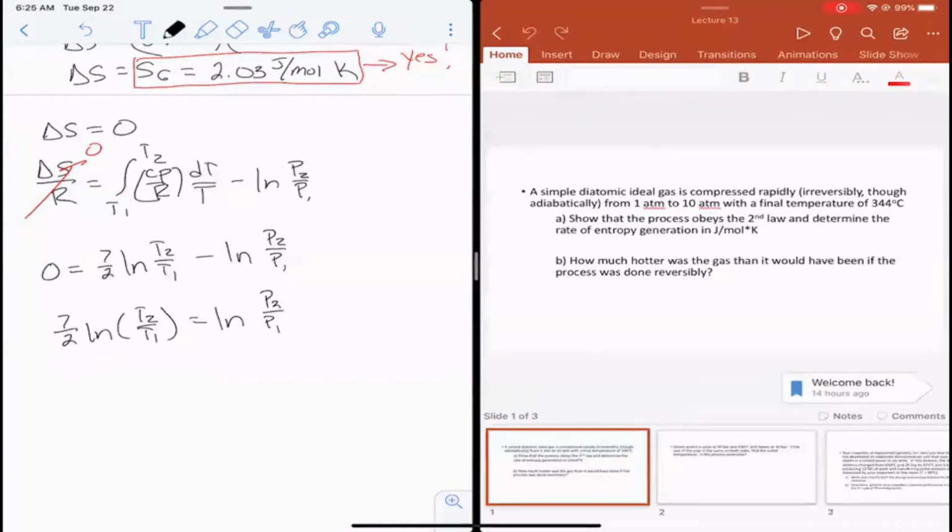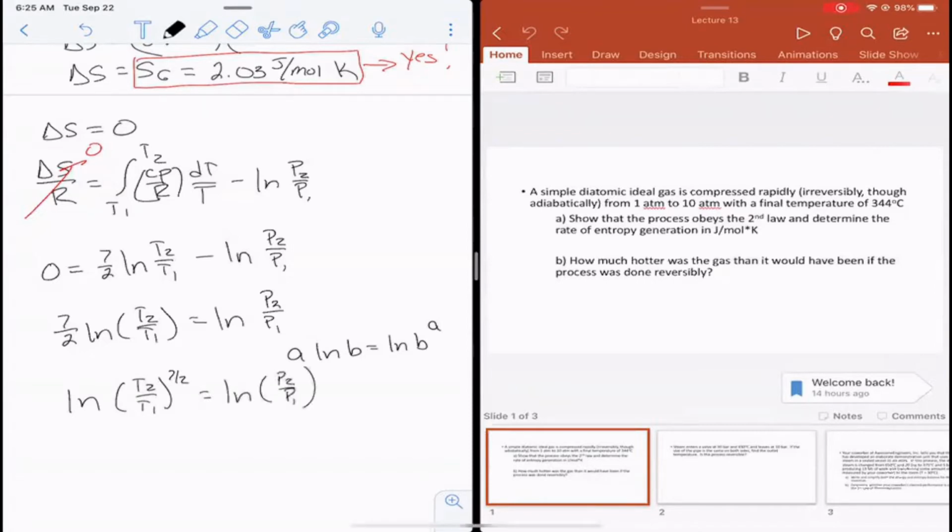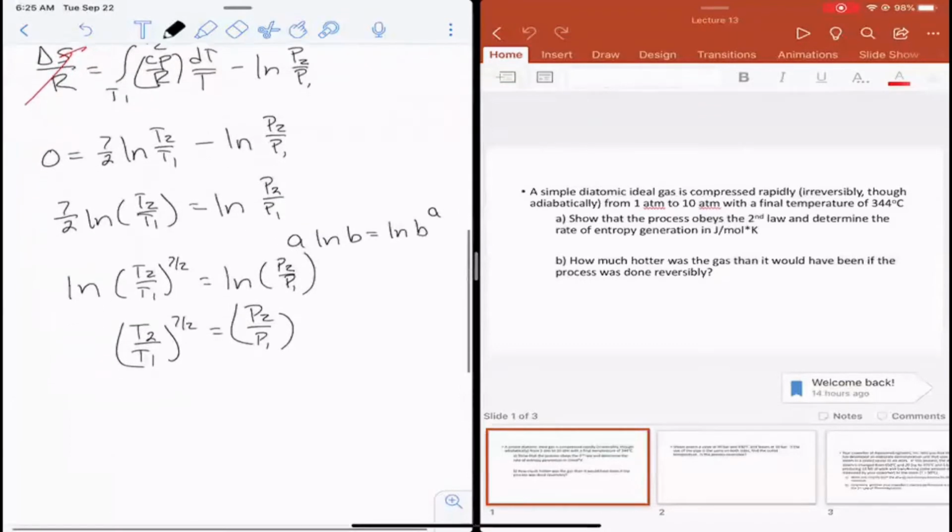Then I'm going to use a property of logs that we've used in previous lectures, where A log B just equals the log of B raised to the A. That means the natural log of (T2 over T1) to the 7/2 equals the natural log of P2 over P1. If I take the exponent of both sides, you get (T2 over T1) to the 7/2 equals P2 over P1. And then finally, you can solve for T2. So T2 equals T1 times (P2 over P1) to the 2/7.